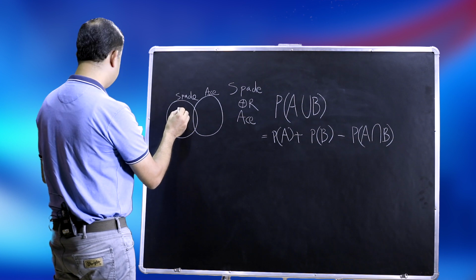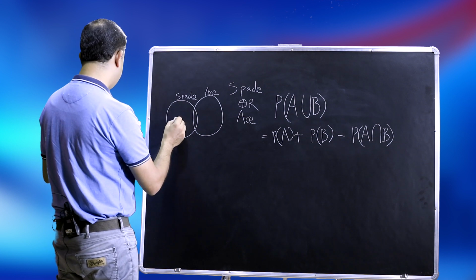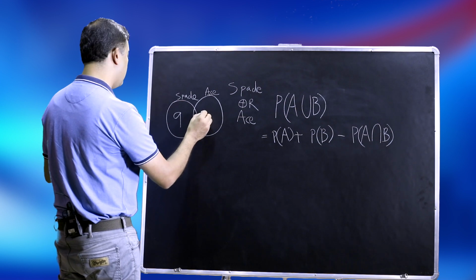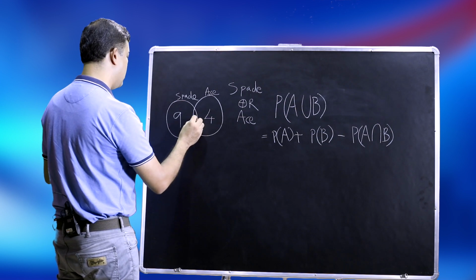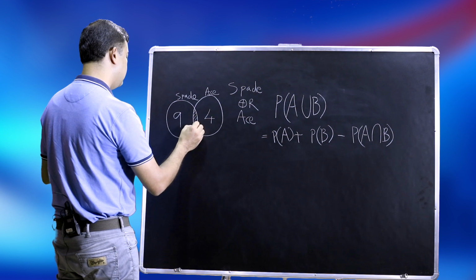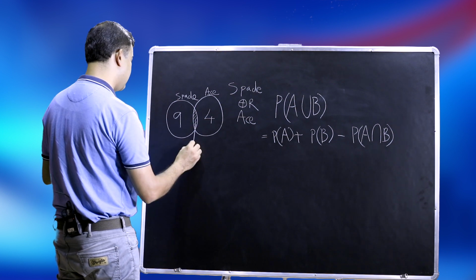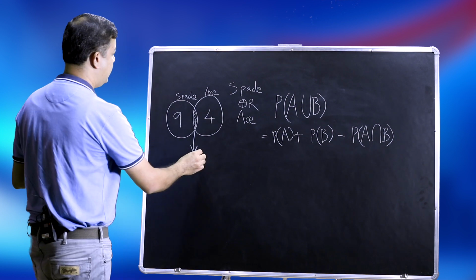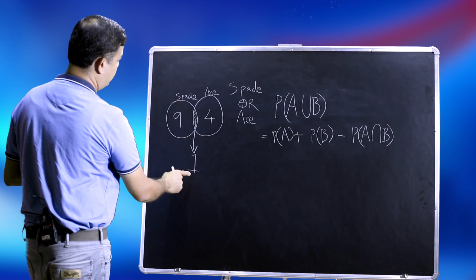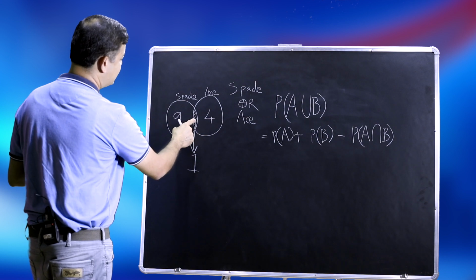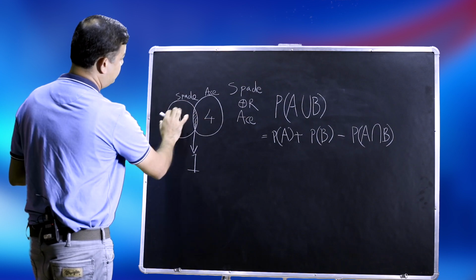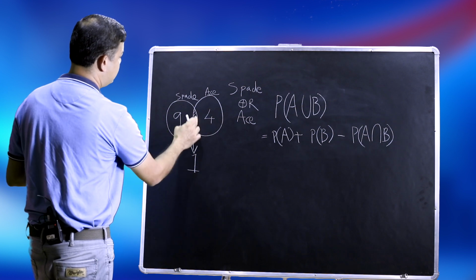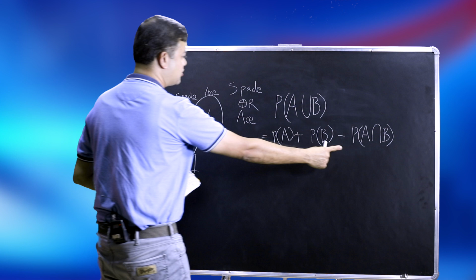So for spade, there are 9 cards, while for ace there are 4 cards, and this intersection region is actually number 1. This card is basically the ace of spade, there is one card here. So that is why this intersection has to be removed from the total. 9 plus 4 is incorrect, so minus 1, because this area will be doubled. That is why you are subtracting 1.